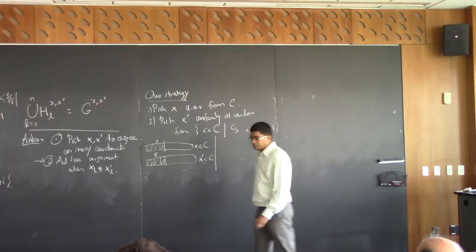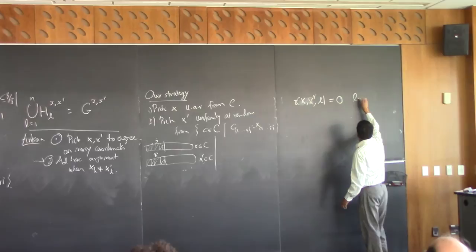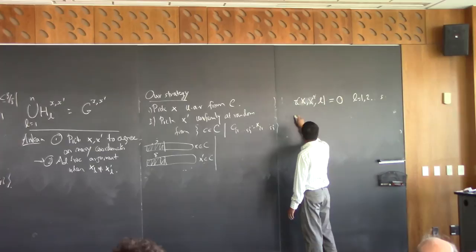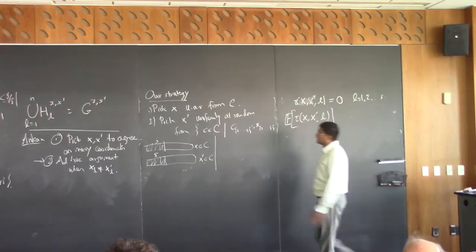Tau(X, X prime). Again, let me do capitals because these are random variables. So this is certainly 0 for l going from 1, 2 to s, the first s coordinates. And again, this s should be picked carefully, which is related to the rate of the code, but let's not get into that. Now for the remaining coordinates, we'd like to understand what this expectation is. And really it's exactly the same, so we're going to use this particular expression now.